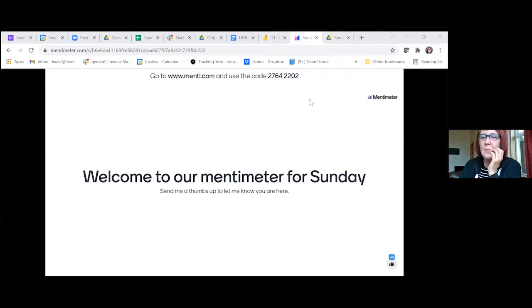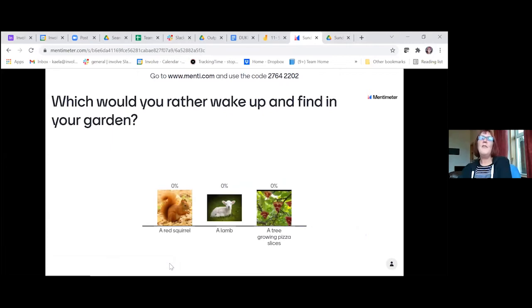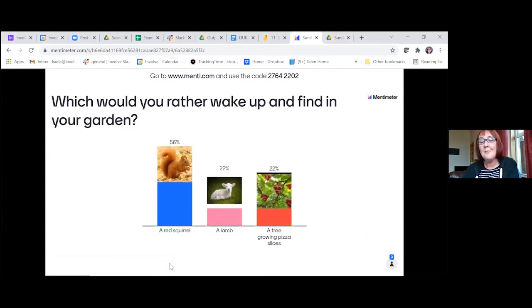Good. I think we've got most people in, and I'm going to go on to our first question, which is just a bit of a warm-up question for us. So let's go. Which would you rather wake up and find in your garden? A red squirrel, a lamb, or a tree growing slices of pizza?